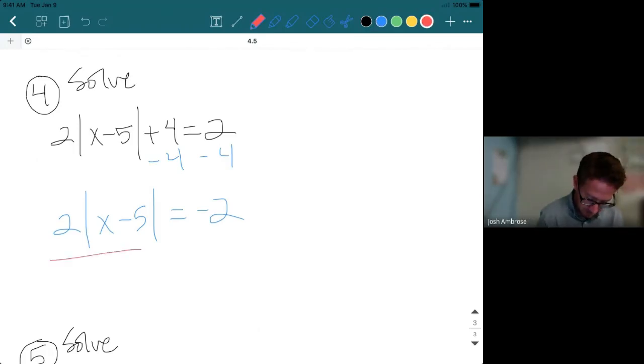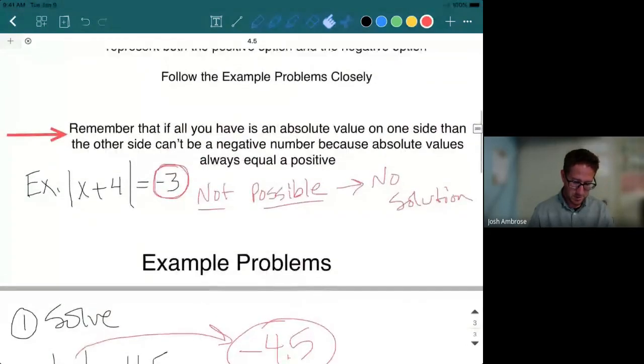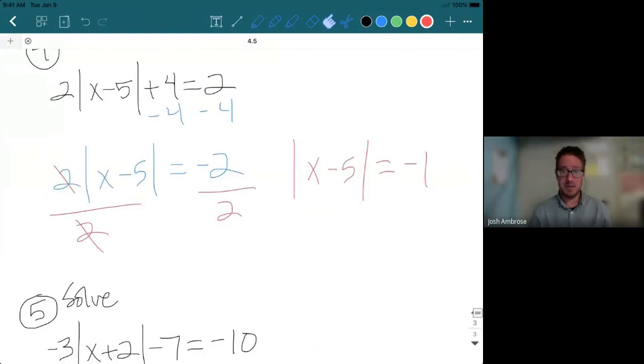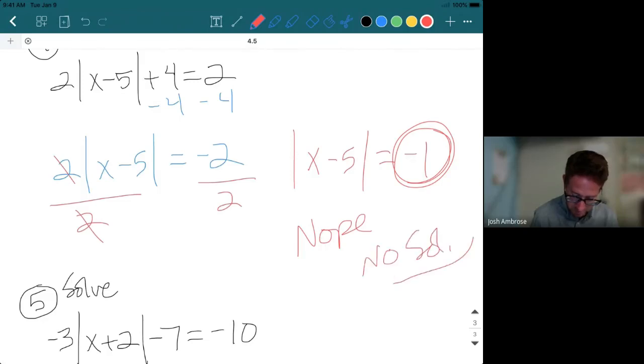Okay, let's see if things change here a little bit. How do we get rid of this 2? We divide by 2, divide by 2, gone, gone. I see absolute value x minus 5 equals a -1. Is that possible? Let's look back up at the top. Look at our notes. Absolute value equaling a negative is not possible. No solution. So let's go back down. I have an absolute value equaling a negative number. Not possible. Okay, pay close attention. This guy right here, that's a big ol' nope. No solution. Excellent. All right, that works.